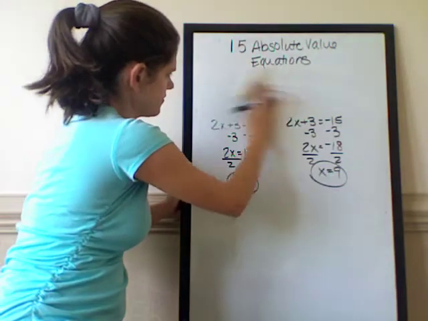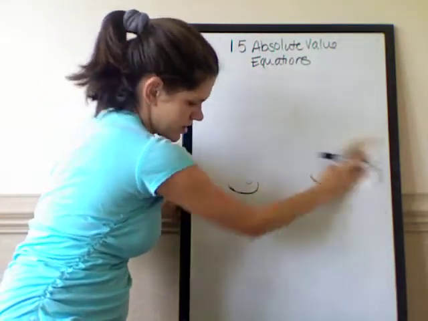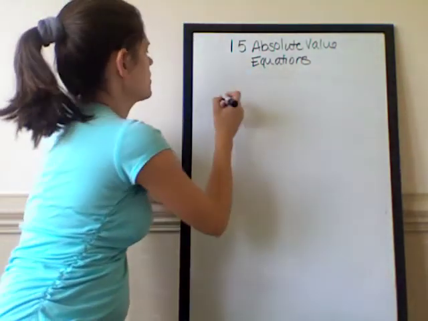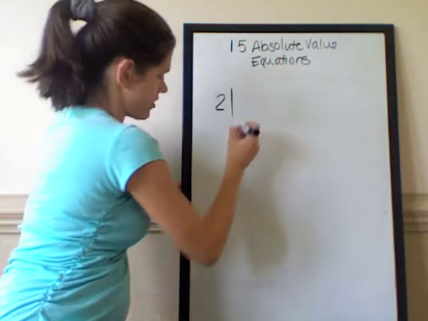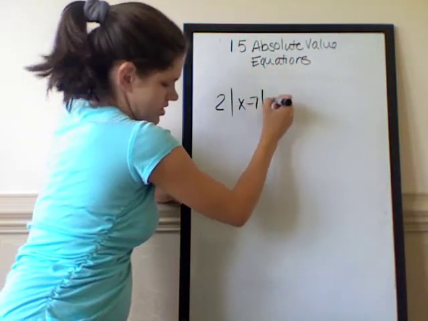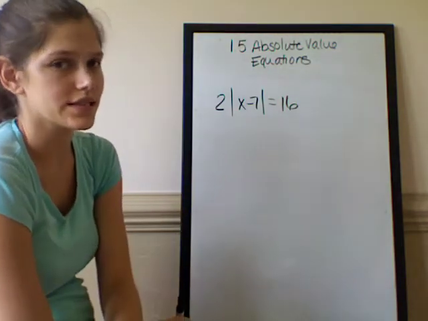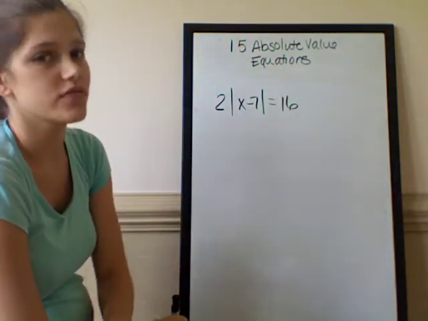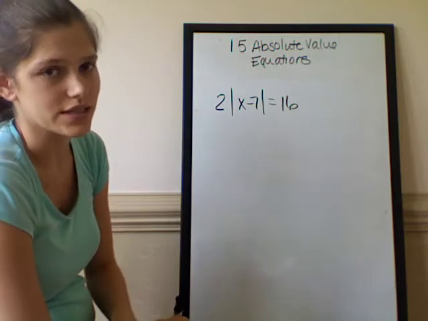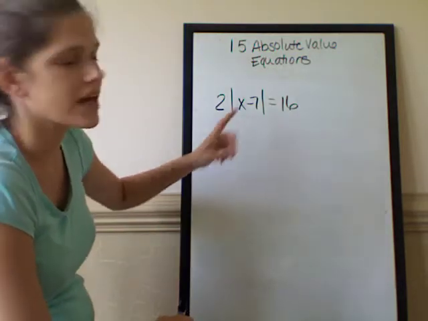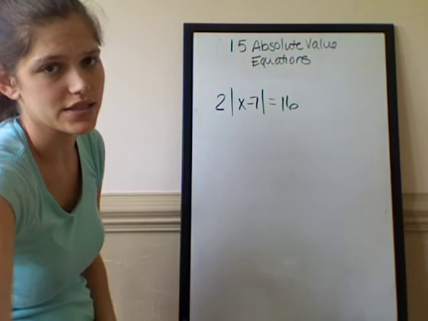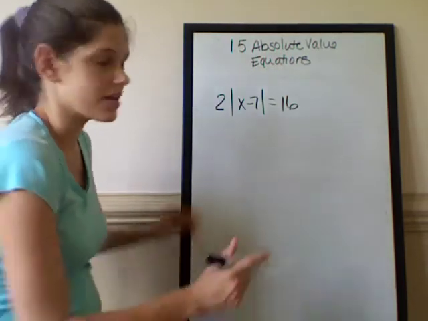Alright, let's try another one. 2 times the absolute value of x minus 7 equals 16. Alright, first step says to isolate it. As you can see, that absolute value is not alone this time, so we have to isolate it. This is 2 times the absolute value of x minus 7, which means that we must divide by 2.